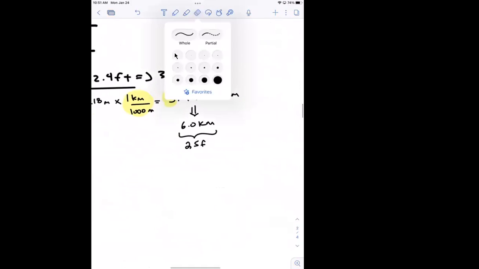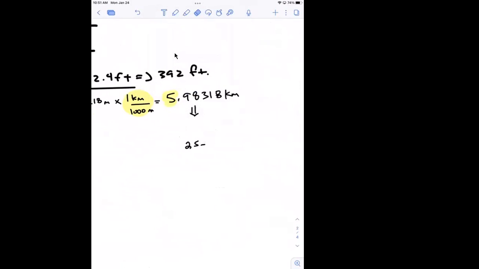So let's do that. And on the exam, I know what the rules are, you know what the rules are, but I may ask you to report your answer with a certain number of sig-figs. So if we do 5, this is going to be what? 5 point what? 9832 kilometers. Is that right? Yes.